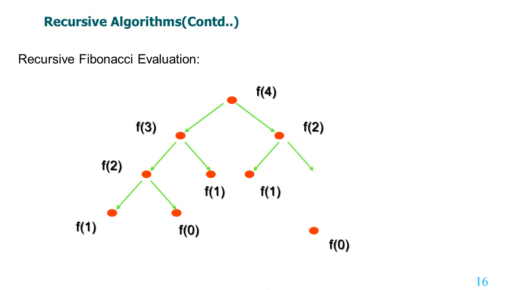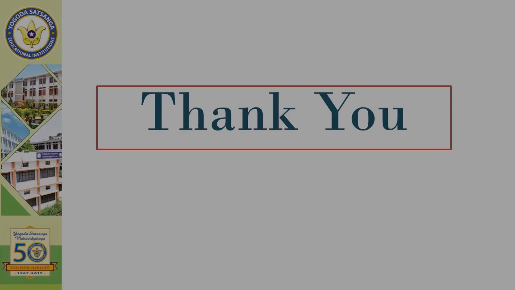Now F2 is calculated in the right subtree, that is F1 and F0. Ultimately, the tree is completed. The initial conditions are at the leaves. Here F1, F0, here is also F1, here is also F1, here is also F0. So these are the initial conditions and they are at the leaves, and when they are processed, we get to the root, that is, we can calculate F4. Thank you.